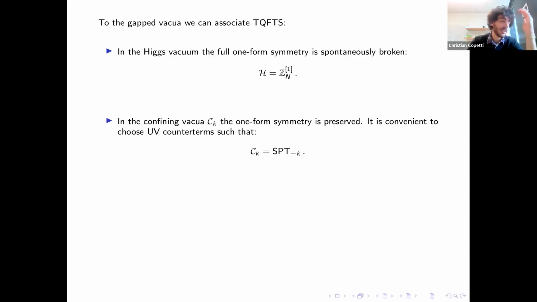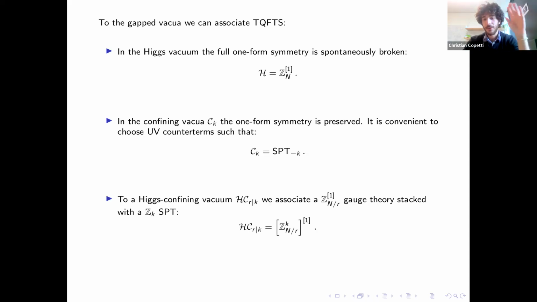And there is a standard choice, which matches what you get in N equal 1, for example, but it's always a choice of UV counterterm, if you want, for which the K-th vacuum is the SPT minus K. So it's e to the minus 2 pi i K times P of B. Okay, this is the choice we use. It's a counterterm, if you want.